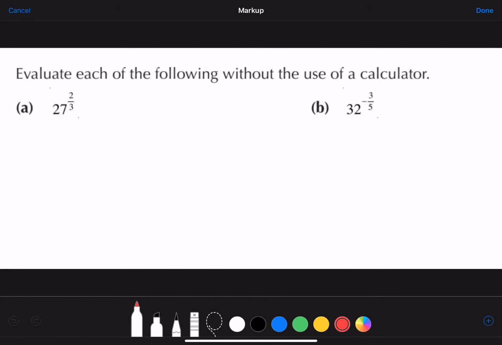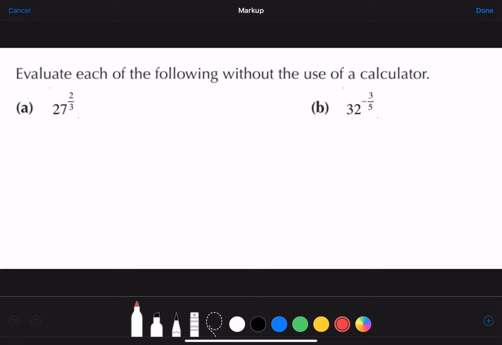In the previous example, we actually did evaluation of a number that has got a power in a fractional form without the use of a calculator. And this time around, we're also going to do the same, but you will notice that this time, instead of just 1/3, you actually have a 2/3. So how do we work this? It's actually the same way.